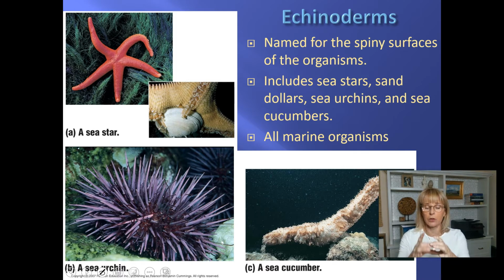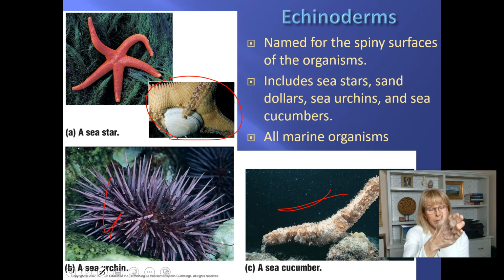Now, it's true that when you look at a sand dollar or a sea urchin, this is a sea urchin, this is a starfish feeding, this is a sea cucumber, not all of them are obviously bilaterally symmetrical, okay? However, they all have larvae that swim and look quite a bit like a little tadpole and is definitely bilaterally symmetrical.